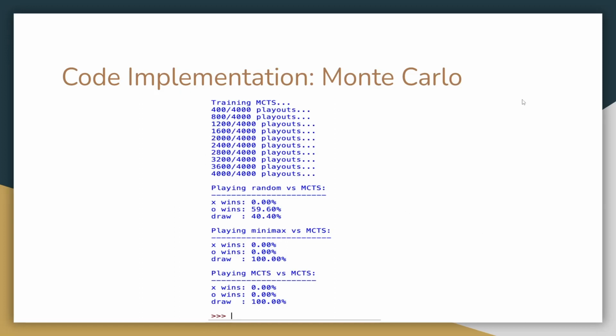This is the implementation for the Monte Carlo. Similarly, we played it against random moves, in which case it was able to win 60% of the games and not lose a single one. We played the Monte Carlo algorithm against the Minimax algorithm, where we observed a 100% draw rate. And finally, we played Monte Carlo against itself, where again there was a 100% draw rate.